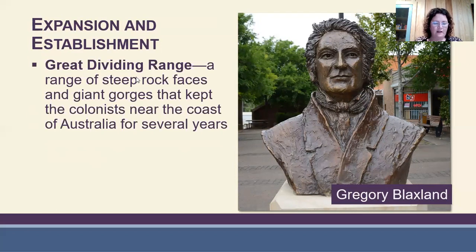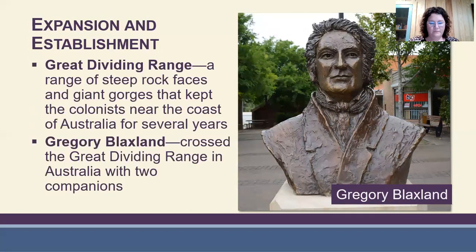For several years, the colonists remained near the coast. The Great Dividing Range, with its steep rock face and giant gorges, effectively confined the colonists to living along the ocean. However, settlements continued to be established. Many convicts finished serving their prison terms and became profitable members of the colony. The crossing of the Great Dividing Range provided a great opportunity for expansion into the interior of Australia.